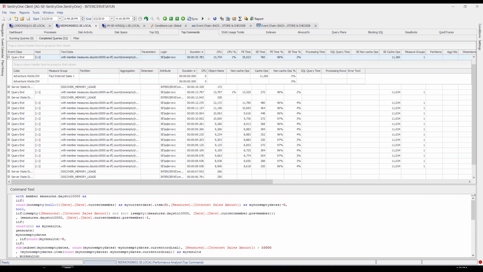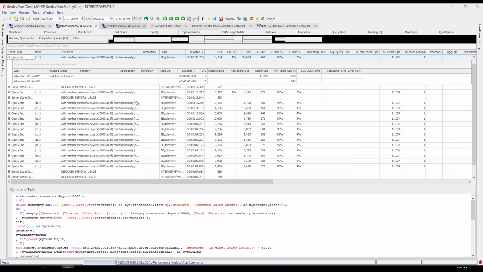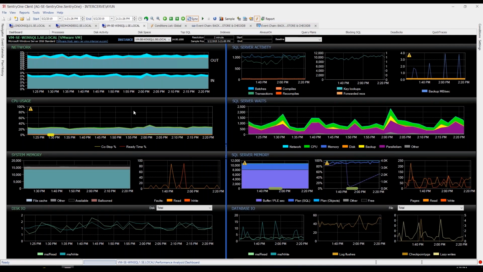So let me switch gears here now and give you a little bit of an overview about what we can do for your virtualized SQL servers. So I'm going to jump over to this particular SQL server, VMSE WinSQL 1. And let's pretend that we're investigating activity on the SQL server and we're trying to find out what's causing the slowness on the SQL server.